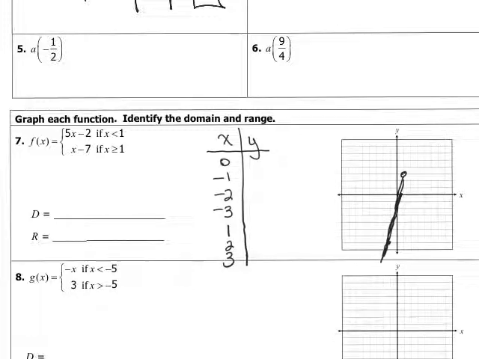And graph it like that. That's kind of sloppy, but you get the idea. Okay? So you still would graph it all the way up to 1, just not including 1. That's your open circle. Open circle does not include.